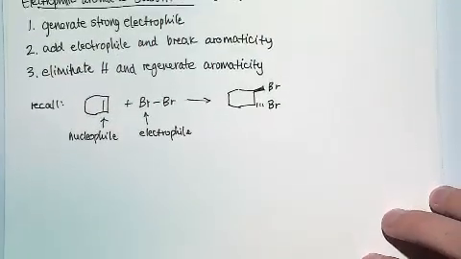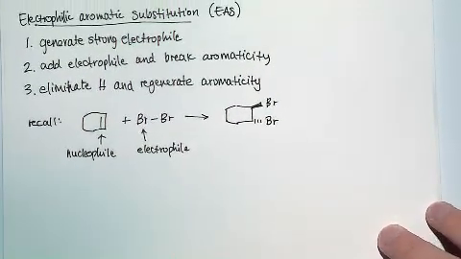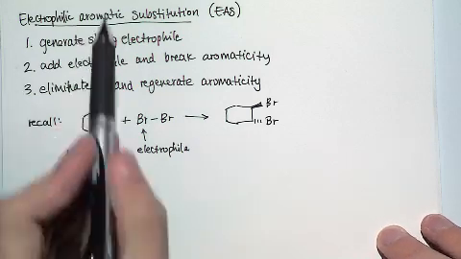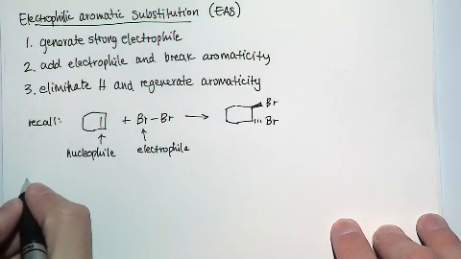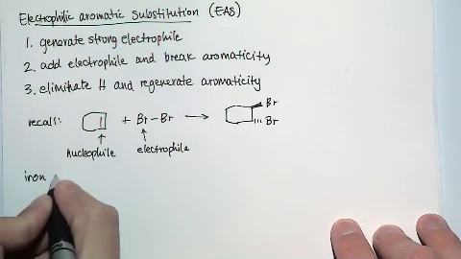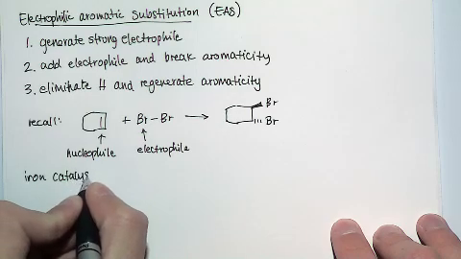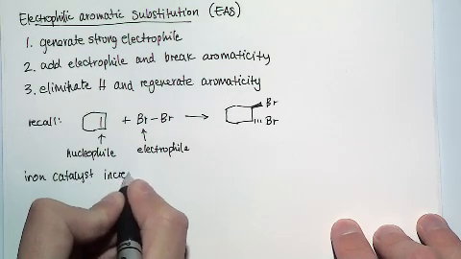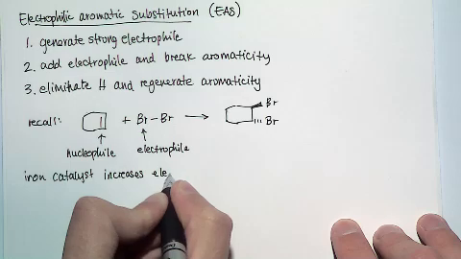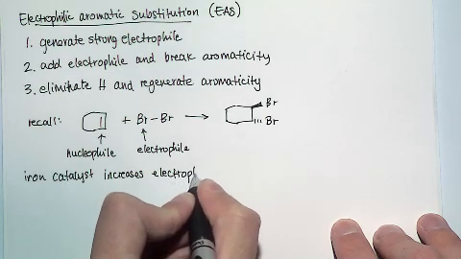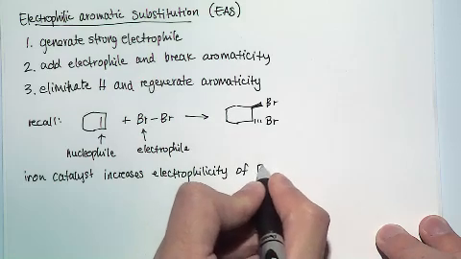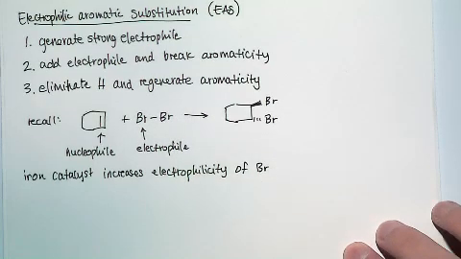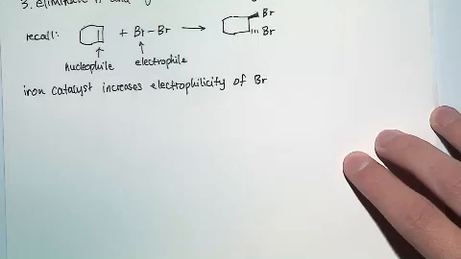And as it turns out, when we add iron to the reaction, it works. And so that is the role of the iron. It increases the electrophilicity of the bromine. Okay, so how does that occur?